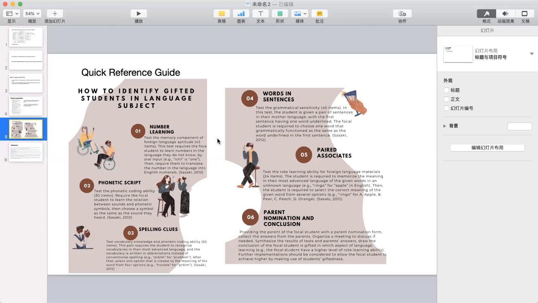I have outlined a quick reference guide for the identification process in the language subject area. If you have time, you can have a look at this. Once we can identify effectively, we can then design challenging and complicated assessment for gifted students.